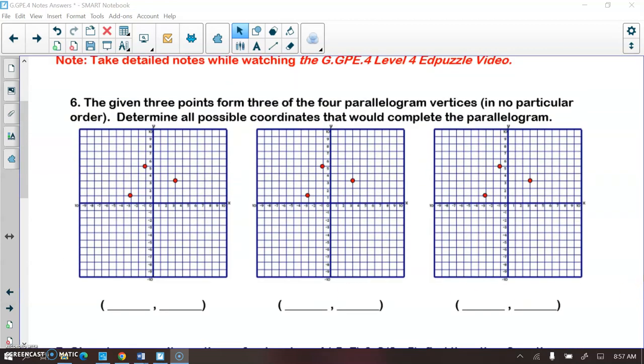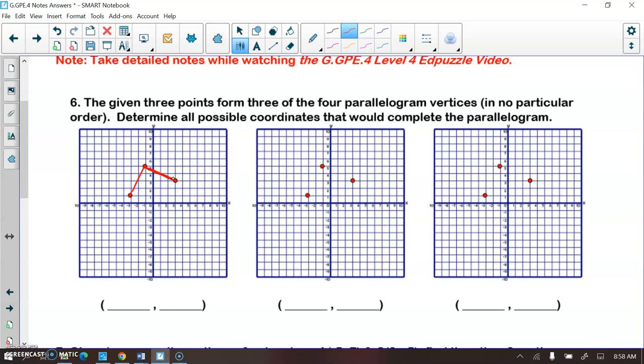Number 6, there's 3 different ways that we can create parallelograms here, and we're going to determine all the possible different ways. So one of the ways is if I connected my 3 dots that were given to us like this.